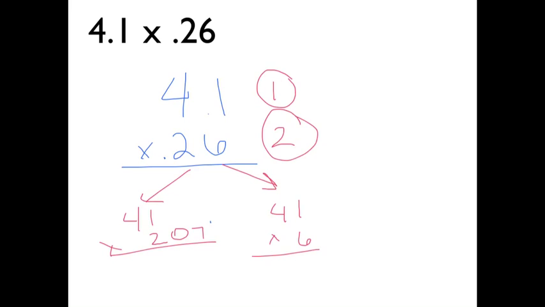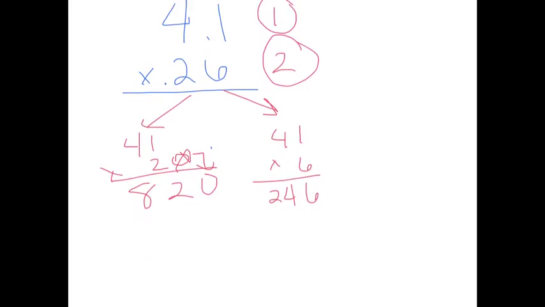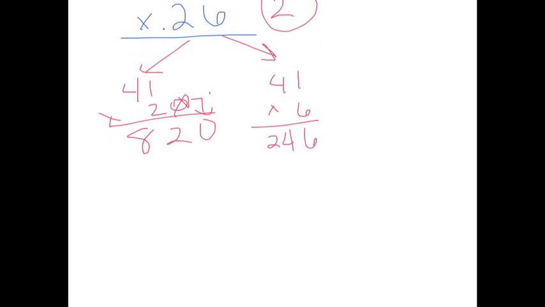Okay, I'm going to drop down my 0 over here. 2 times 1 is 2. 2 times 4 is 8. 6 times 1 is 6. And 6 times 4 is 24. Now I'm just going to figure out what 820 plus 246 is. And you can use any method you want. This is just the method I'm choosing to use.